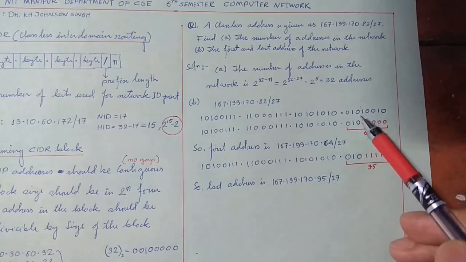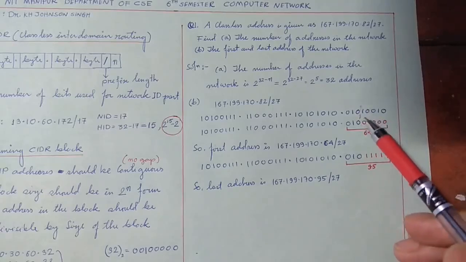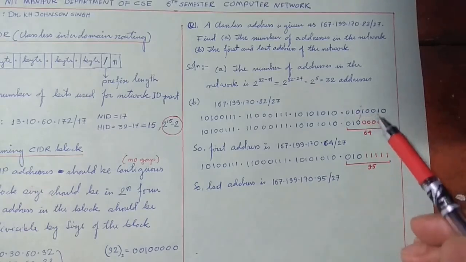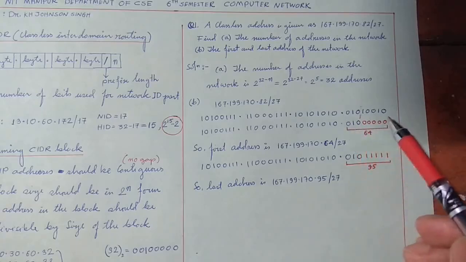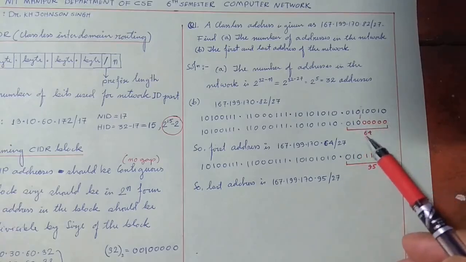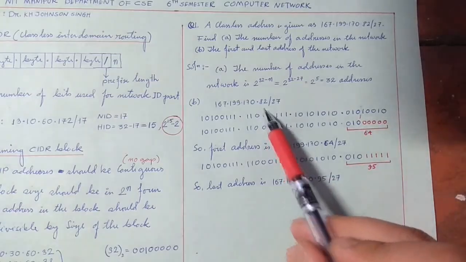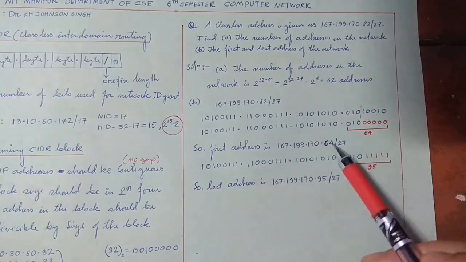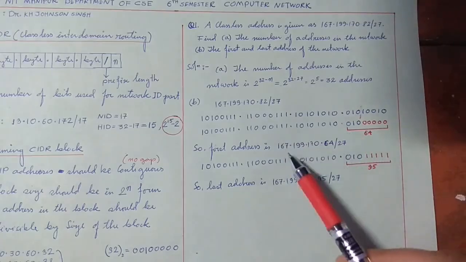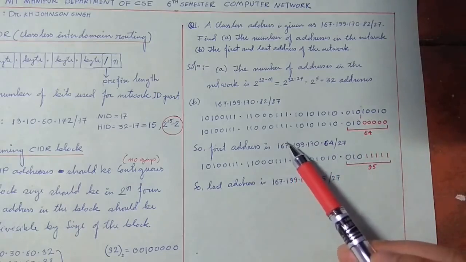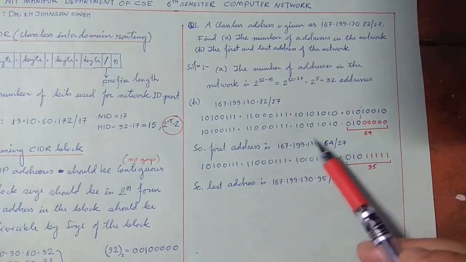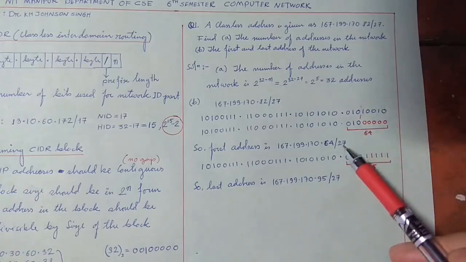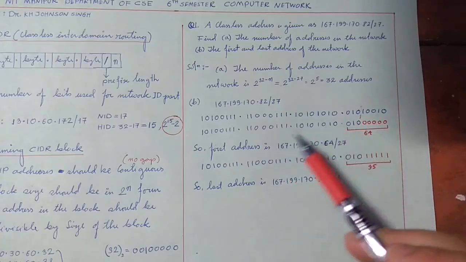Since up to this point is your network ID, the remaining bits will be converted into zeros. When we convert them into zeros, these 8 bits together become 64. Previously it was 82, now it becomes 64. We convert all of them back to decimal notation. Now it becomes 167, which remains the same, 199, 170.64, with /27 for the CIDR notation. So this is your first address.